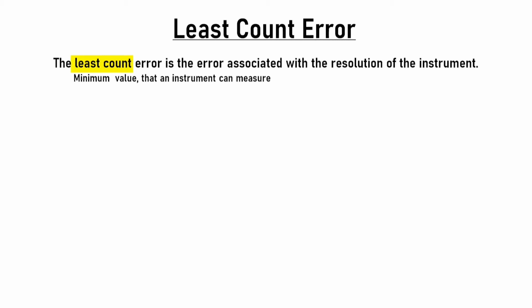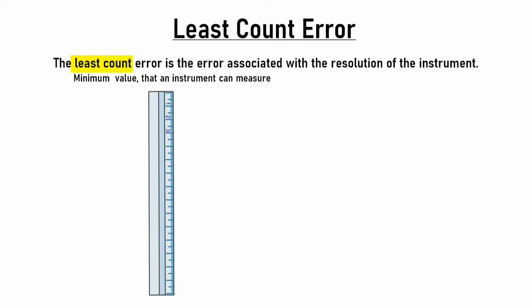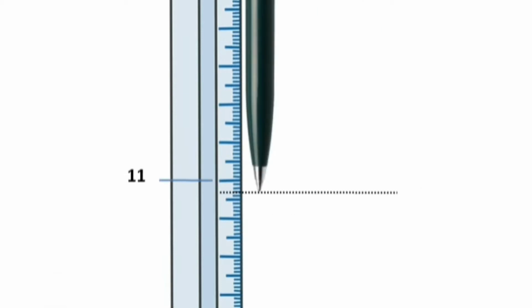Now let's see what the least count practically is. Let's zoom on the scale. Here you can see that the minimum value that this scale can measure is 1 mm, or we can say 0.1 centimeter. Below this value, the scale cannot measure. Now let's measure the length of this pen. If this graduation is 11, then the length of this pen is 11.3 centimeter. That we can say with our naked eyes.